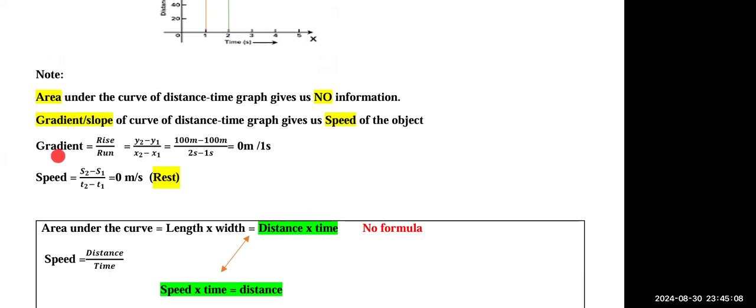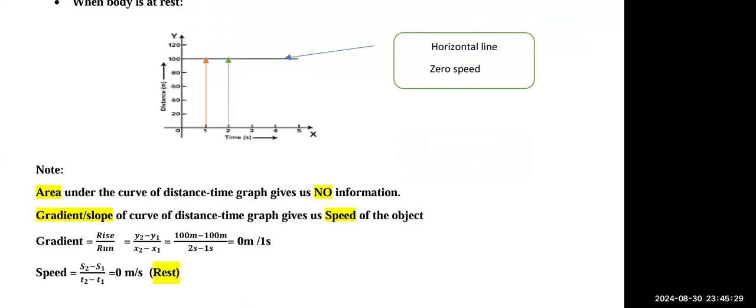Gradient is equal to rise over run. Rise over run means how much you are moving vertically, y2 minus y1, over how much you are moving on the horizontal axis, x2 minus x1. If you look here in the above example, when you have to find the gradient of any curve, then you have to select 2 points. For example, I am selecting here, first point is here and second point is here.